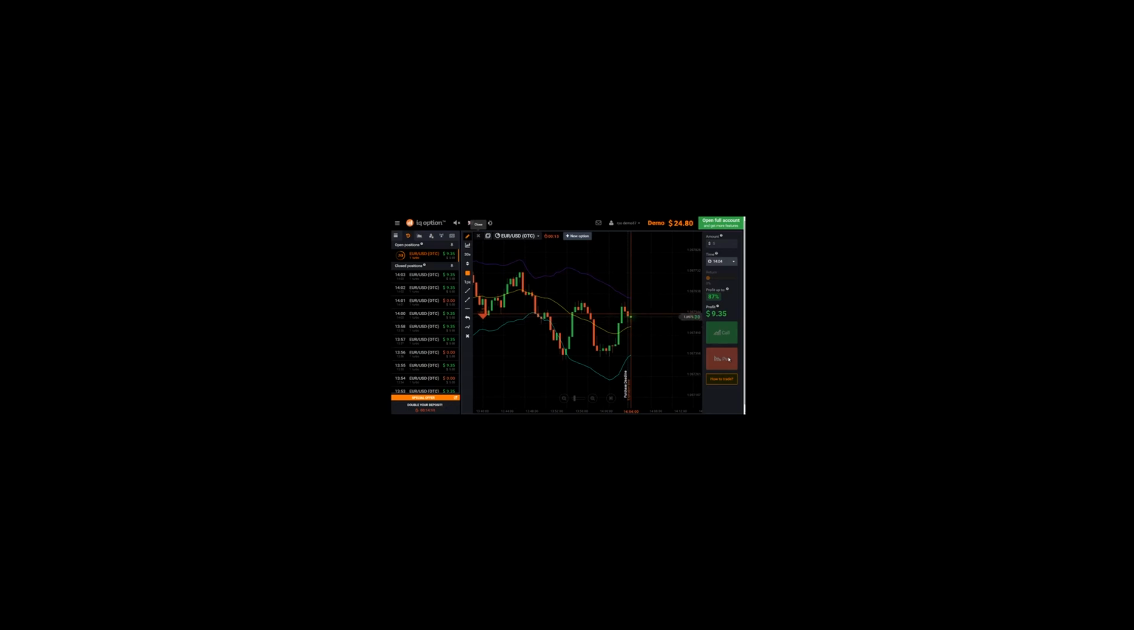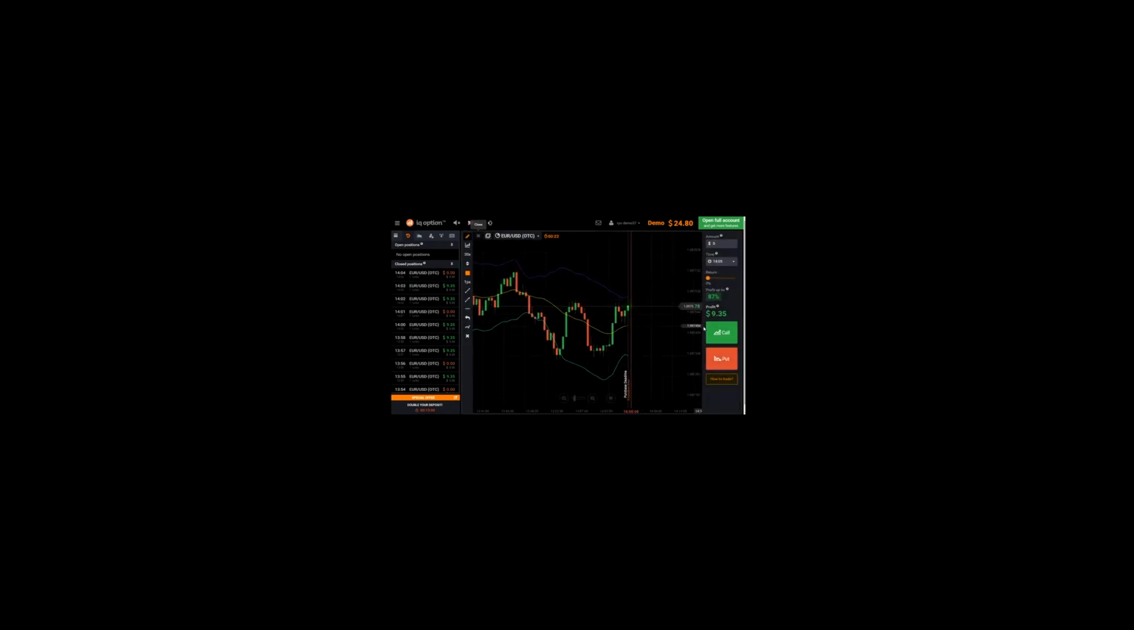However, there's probably one more candlestick going downwards. Oh no, I lost it. So I still have a $24 balance now, so it didn't reverse.